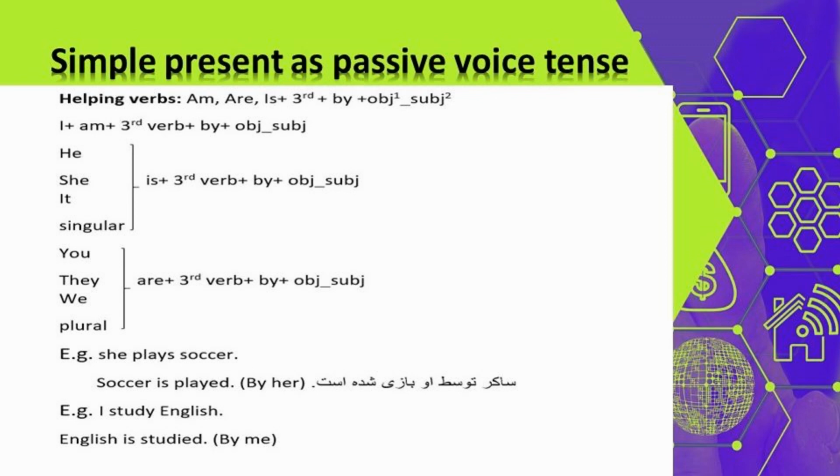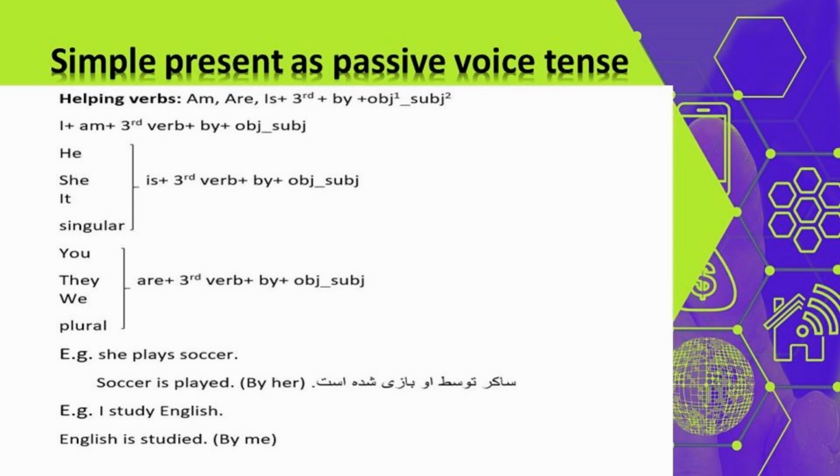Soccer, after soccer, soccer is singular name. We are able to use is plus the third form of the verb with singular, like soccer is, after is plus the third form of the verb. Here in the sentence, she plays soccer, the verb is play, and we have to change it into third form. Soccer is played by her.